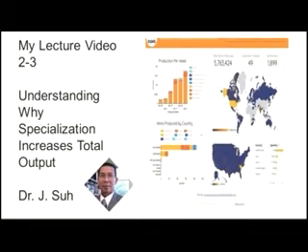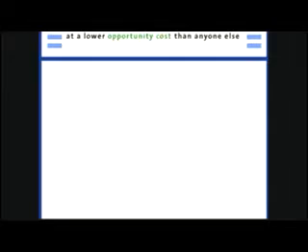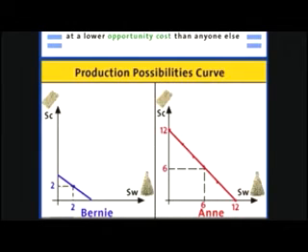Here's Bernie's, and remember these production possibilities diagrams. Here's Bernie's, and here's Ann's. The slope of Bernie's production possibilities frontier is minus 1/2. That's the opportunity cost of sweeping measured in terms of lost scrubbing. Ann's opportunity cost is minus 1. That's her opportunity cost of sweeping in terms of lost scrubbing.